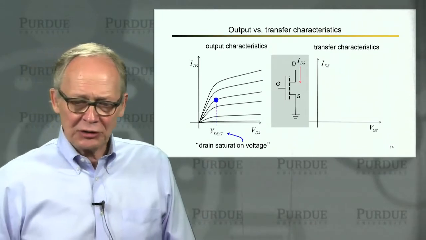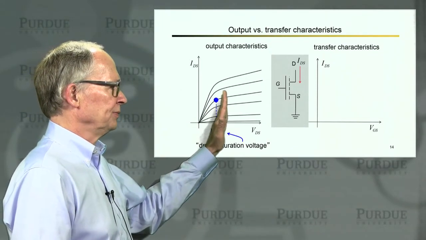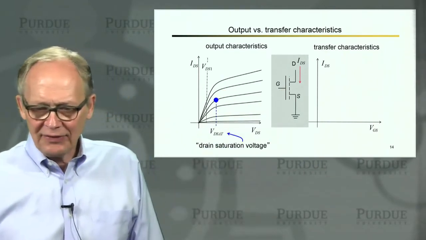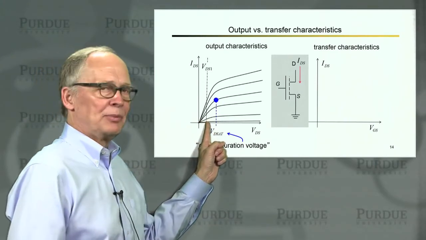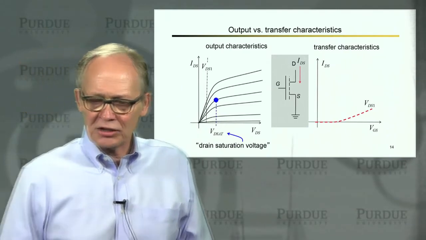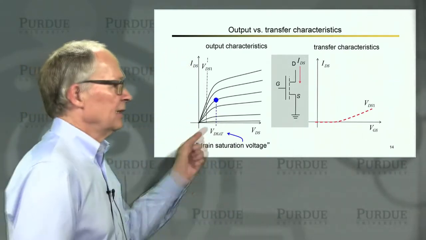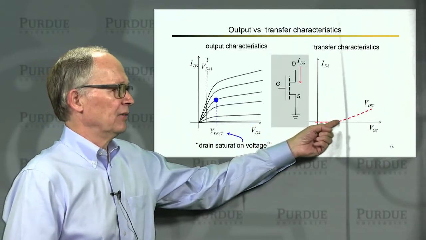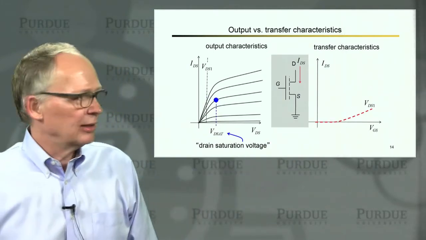If I plot the transfer characteristics, what I'm going to do is fix the drain voltage somewhere and then sweep the voltage on the gate. Now, if I fix the drain voltage at a small voltage so that I'm operating in the linear region, and then sweep the gate voltage, I'll get a transfer characteristic that will look something like this. If the gate voltage is low, the device is not turned on, I only have leakage current, I'm in sub-threshold, then the device turns on and I get current.